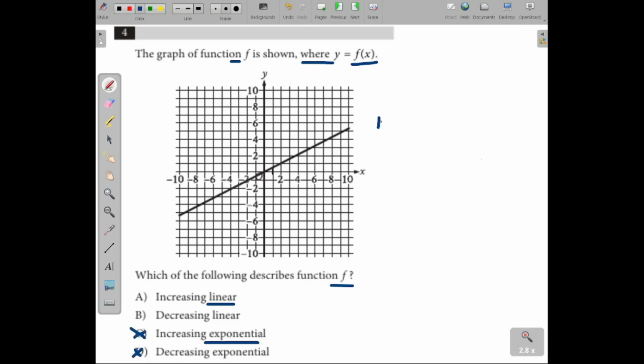And we could use the slope formula, or we know that it's increasing when the value of x increases, and as well the value of y or f of x also increases. And in this case, yes, it goes from 2, 1 to 4, 2, and so on. So the right answer is increasing linear, A.